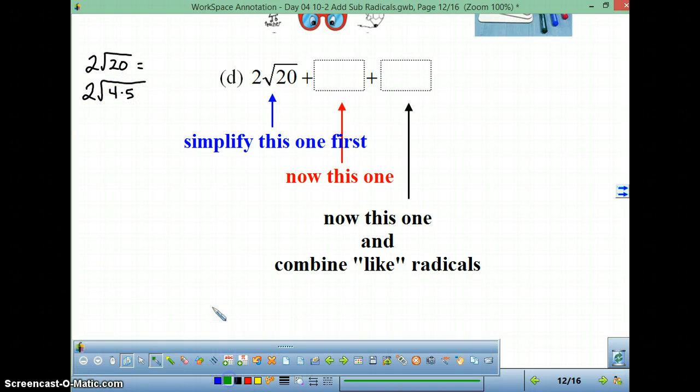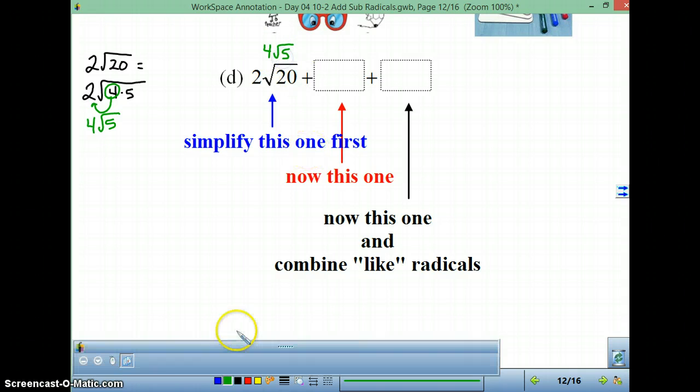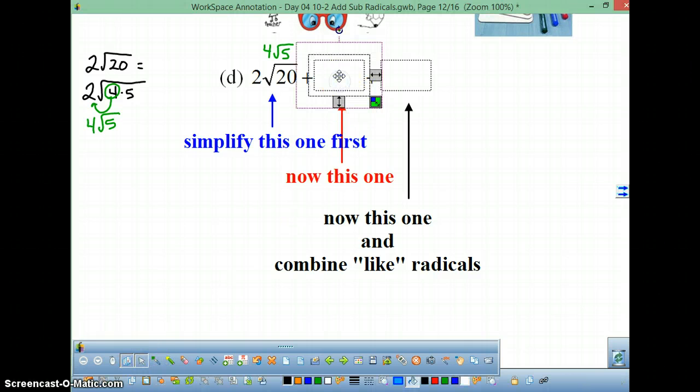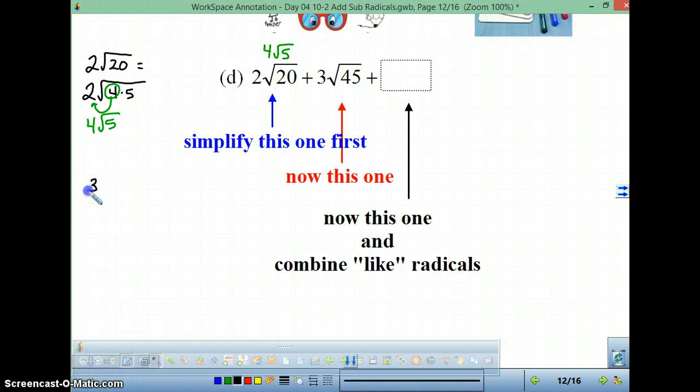So we look for our perfect squares. Take the square root out. 2 times 2 is 4. What's left on the inside is root 5. I'm going to write it up right here above it. 4 root 5. Now we look at the second term. I'm going to take it over to the side. We've got 3 root 45. Okay, I'm going to rewrite it in terms of perfect squares and primes. 45 is 5 times 9.